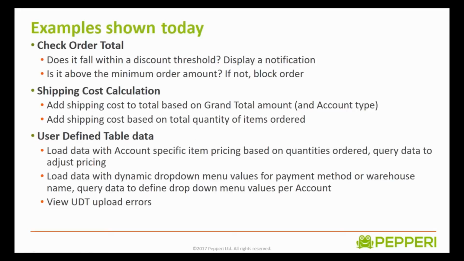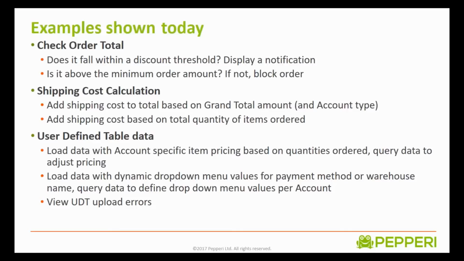The last couple of examples will be examples that actually use data from user-defined tables. So the first one, I'll show how to load data with account-specific item pricing based on quantities. This is price tiers based on customer-specific price tiers. So we'll query the user-defined table data. We'll get the price per particular item for each item in the shopping cart based on the quantity that was ordered per customer.